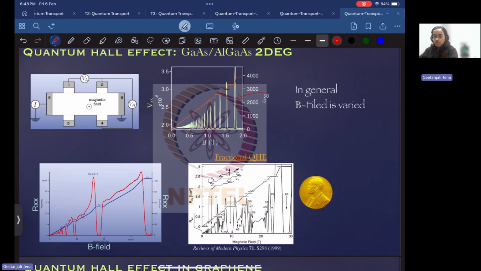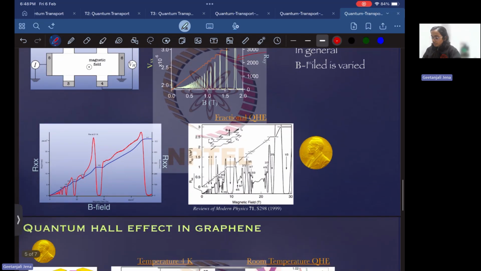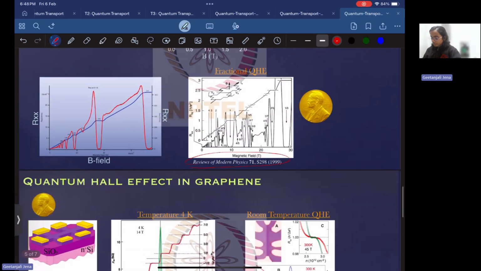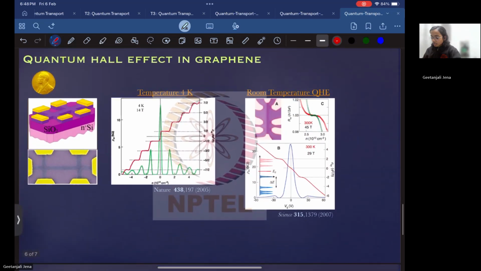When we talk about the integer case, we are considering the single electron system, but in reality we also have many electron systems. So because of the interaction between the electrons, instead of the integer quantum Hall effect, we'll see a fractional quantum Hall effect, which is also reviewed in this paper.